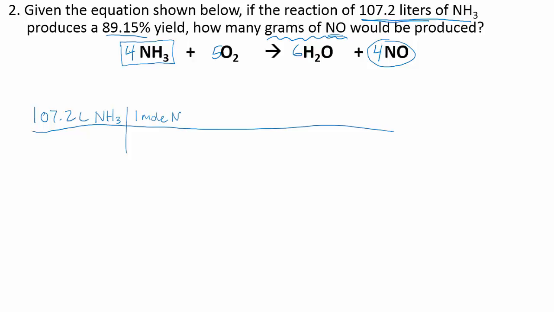1 mole of ammonia, as with any gas, if this is liters in the given amount, then you need to use liters in your conversion. And any gas is 22.4 liters per mole. Those units of liters cancel out.